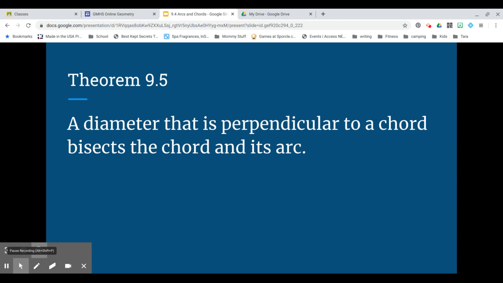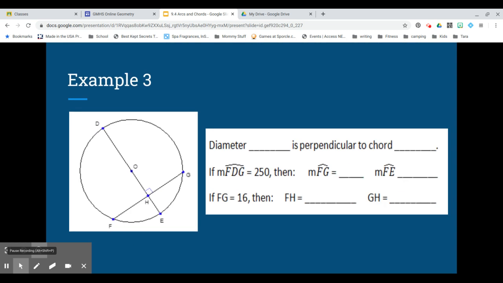Our next theorem, 9-5, says a diameter that is perpendicular to a chord is going to bisect the chord and its arc. Here's an example. The diameter that is drawn in this circle is DE, and it is perpendicular to chord FG. If the measure of arc FDG, that's the major arc, is 250 degrees, then we are asked to find the measure of arc FG and arc FE.